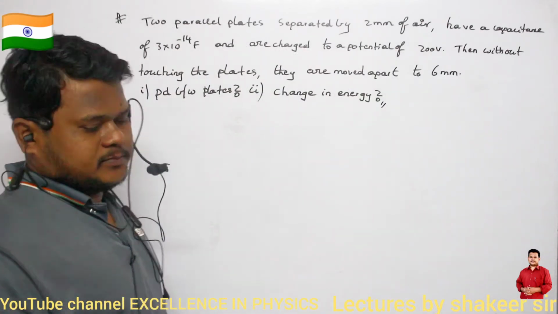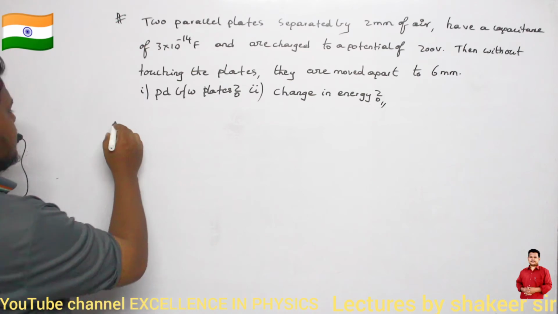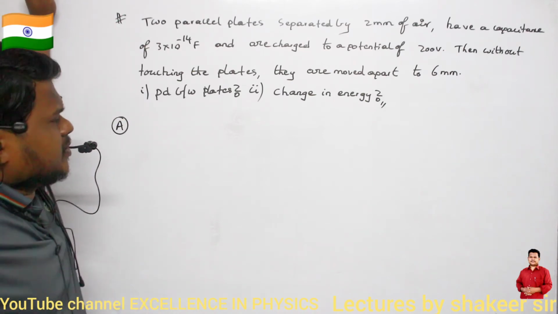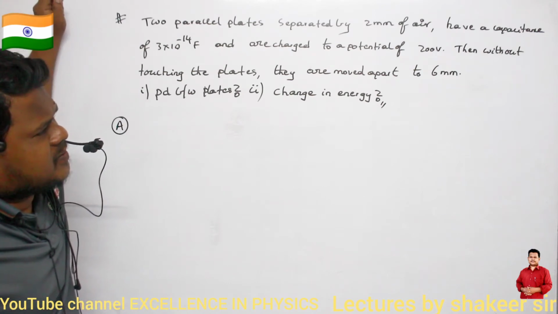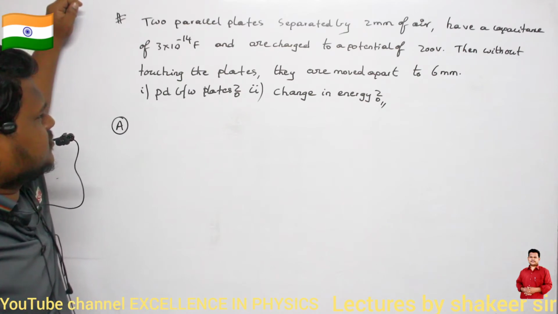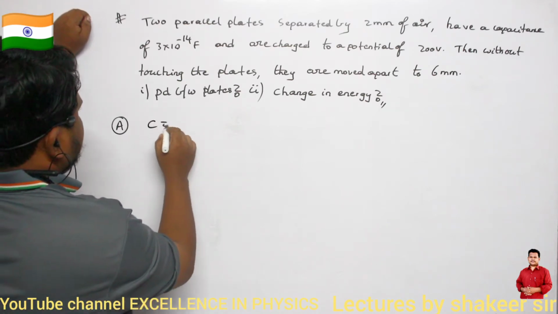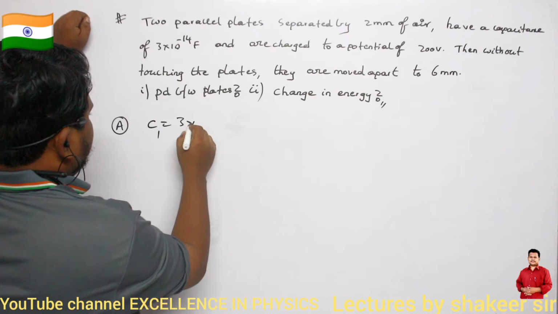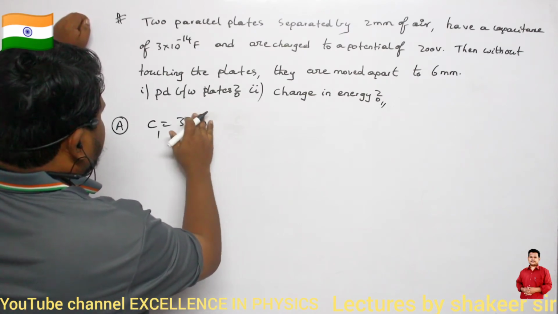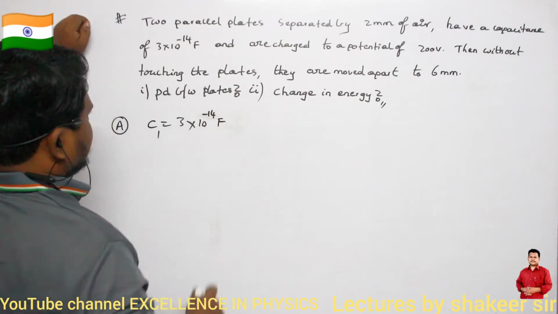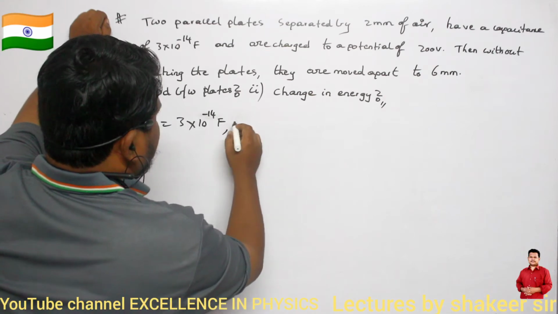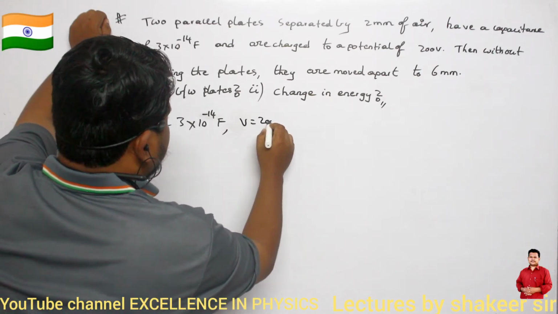So this is the given question. Two parallel plates are separated by 2 mm of air. Initially the distance between the plates is 2 millimeters. The initial capacitance, let us call it C1, is 3 into 10 power minus 14 farads. And they are charged to a potential difference of 200 volts.